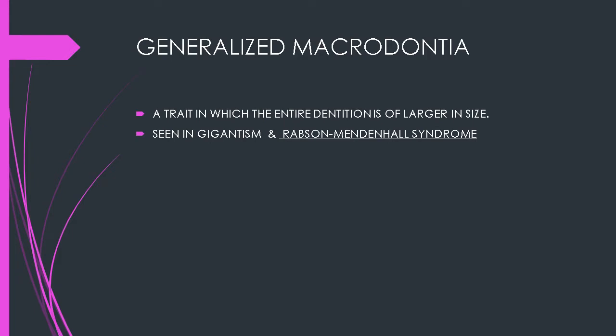Generalized macrodontia is a feature in which the entire dentition in your oral cavity is larger in size, meaning each and every tooth in your oral cavity is larger in size. It is seen in examples like gigantism or a syndrome called Rebsen-Mendenhall syndrome. These are two examples in which generalized macrodontia can be seen.